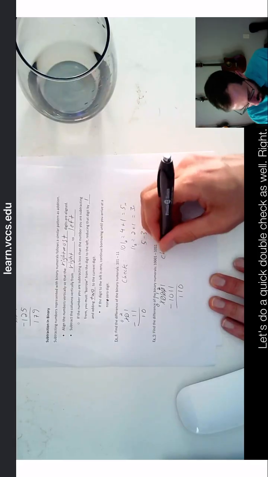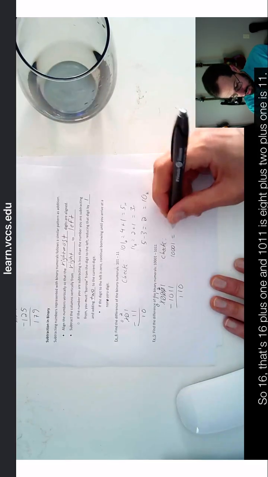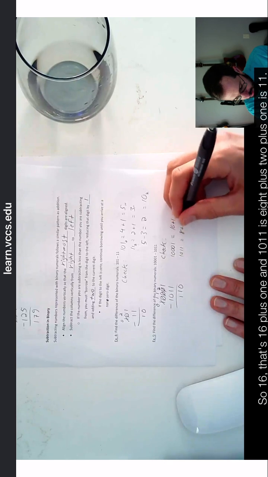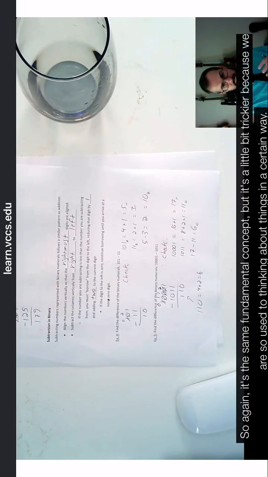Let's do a quick double check as well. Right, 1, 0, 0, 1. Note the leftmost one is the fourth power of 2, so 16. So that's 16 plus 1. And 1, 0, 1, 1 is 8 plus 2 plus 1, which is 11. If I do 17 minus 11, these are both base 10 numbers, I get 6 in base 10. And we can double check that the number that we have here, 1, 1, 0, is 4 plus 2, which is in fact 6.